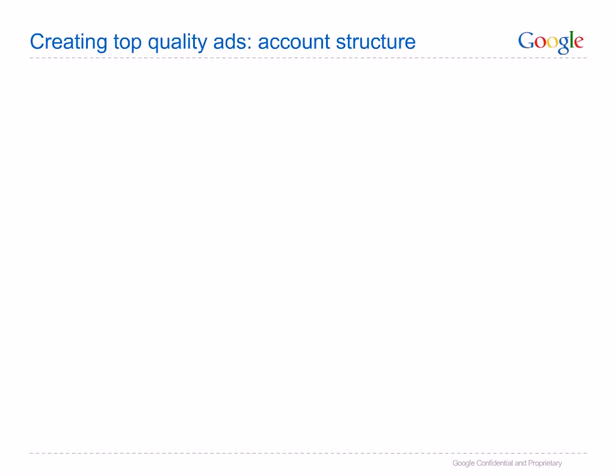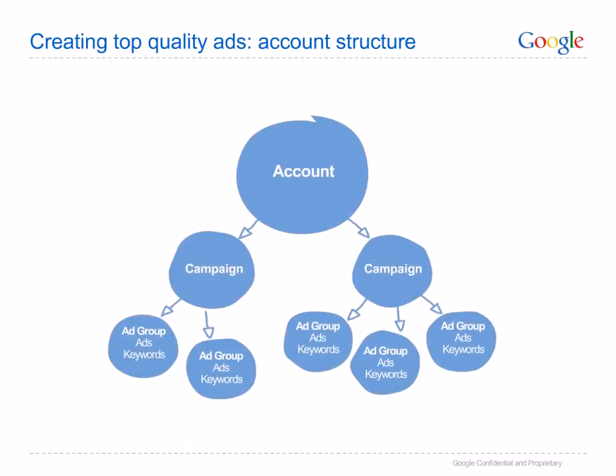So, how do you create quality advertising? The first step is to make sure your account is organised correctly. We showed you this diagram in the last lesson, and it shows how your AdWords account is structured. This structure enables you to really target your advertising and make your ads specific and relevant.